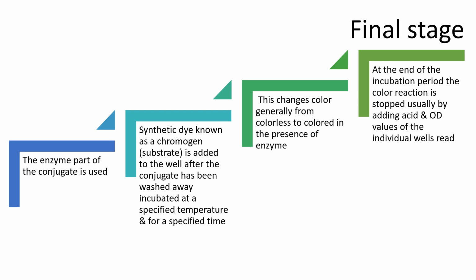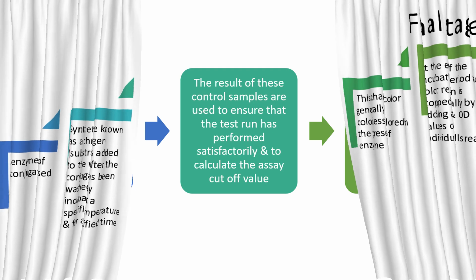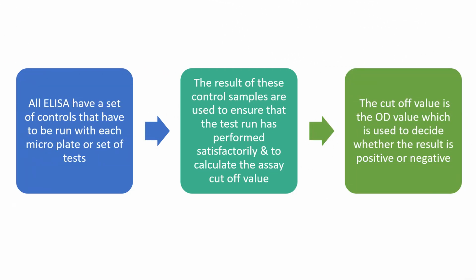And at last, all ELISAs have a set of controls which run with the microplate, with the test itself. So we have the positive control and the negative control. The results of these control samples are used to ensure that the test run performs satisfactorily and to calculate the assay cutoff value. The cutoff value is the OD value which is used to decide whether the result is positive or negative.